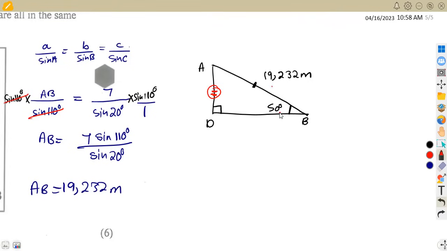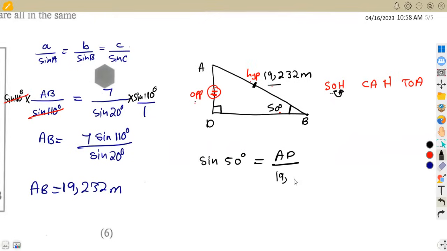According to the angle of 50 degrees, this side is our opposite, the one that we are looking for. And we also have the hypotenuse. So which ratio is best to use? Which uses opposite and hypotenuse at the same time? From your SOH CAH TOA, you can get that ratio. So that means the sine of 50 degrees is equivalent to the opposite, which is AD, over the hypotenuse, which is 19.232. This can help us to calculate AD because sine 50 is the same as sine 50 over 1.